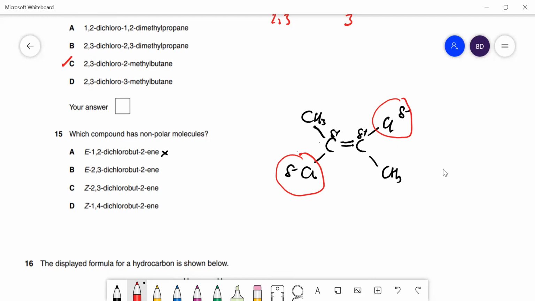Okay, now if you had the Z isomer of 2,3, then you'd have to put the chlorine down there, and then these chlorines wouldn't balance each other out. It definitely would be more negative on this side, so it's not that one. And 1,4-dichlorobutene, that's not a possibility either, for the same reason as A, really. So the answer is B there.